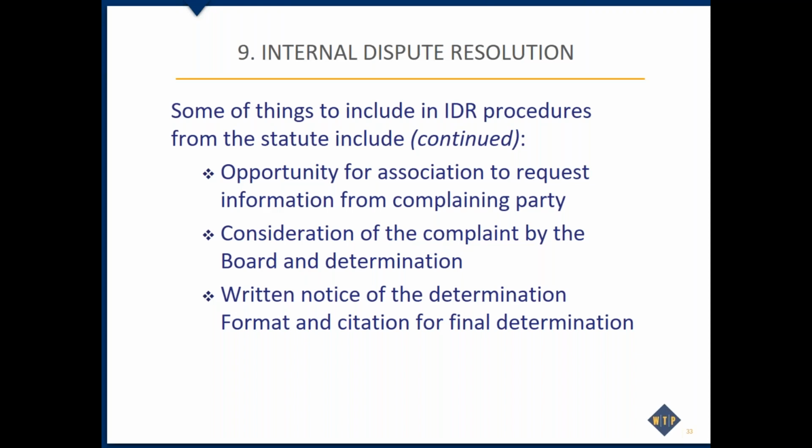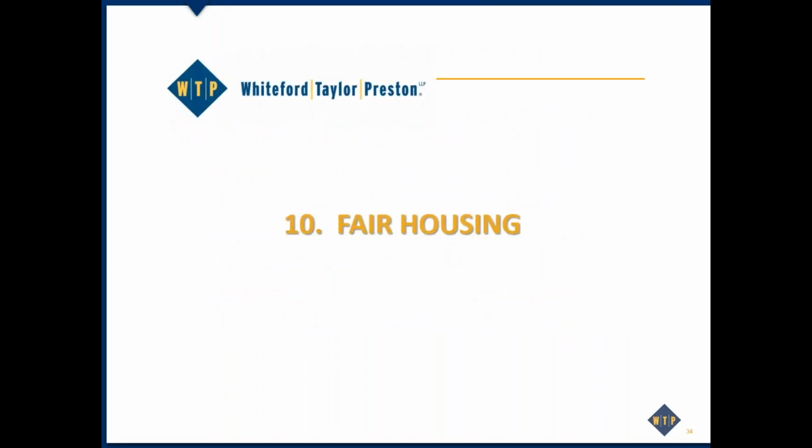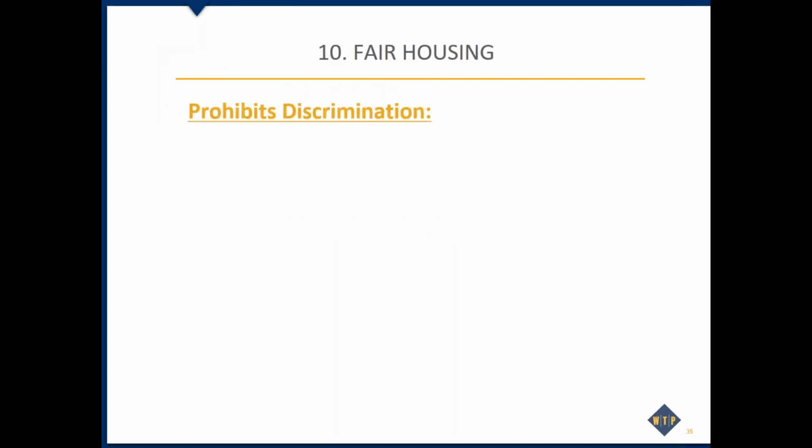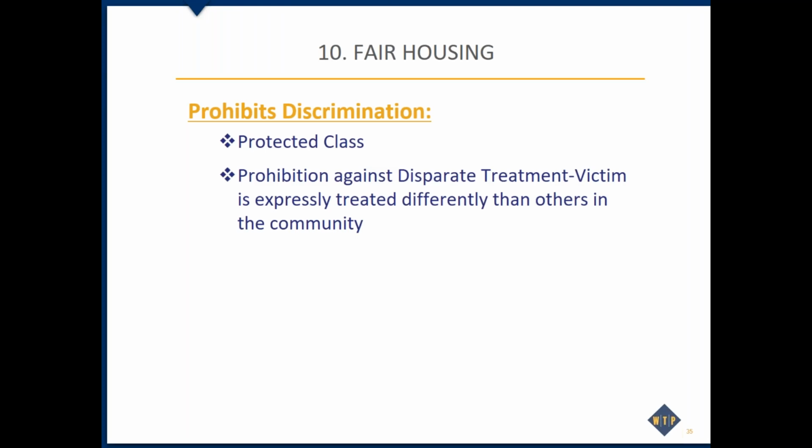So that's it for the internal dispute resolution procedure, and that brings me to my last and final topic, which is fair housing. This is not a Delaware-specific topic, but it is a topic I find myself talking to associations about a lot. Fair housing prohibits discrimination. It prohibits discrimination based upon a class of individual people. It also prohibits discrimination by a disparate treatment or a disparate impact.